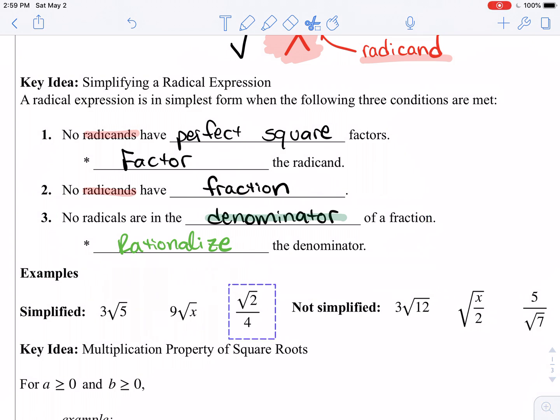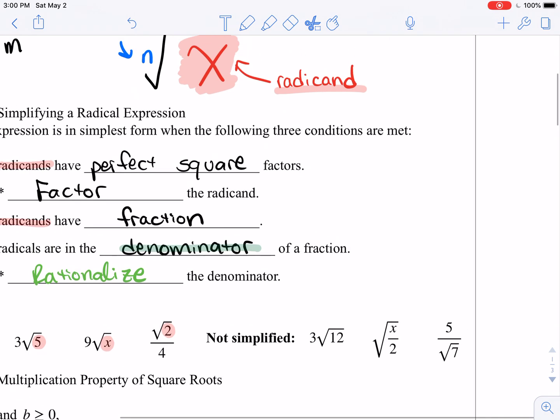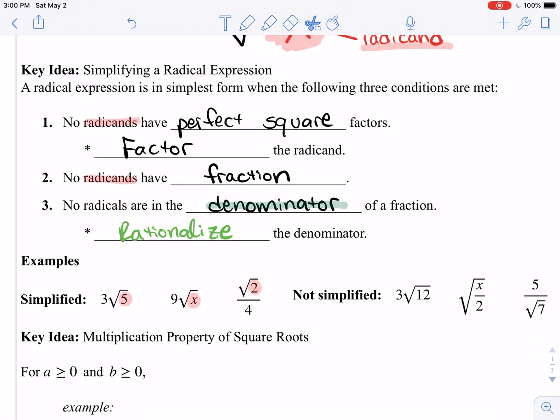And then finally, the square root of 2. Well, what's underneath our radical symbol? Our radicand is just 2. Here, I'll highlight the radicands to make this easier. So here our radicand is 2. That doesn't have any perfect square factors. The radicand doesn't have a fraction in it. It's okay that there is a fraction, but there's not a fraction underneath our radical symbol. And then finally, there are no radicals in our denominator here. It's just a plain 4.